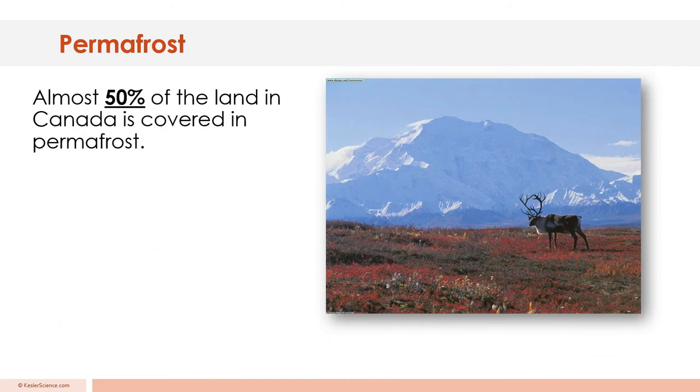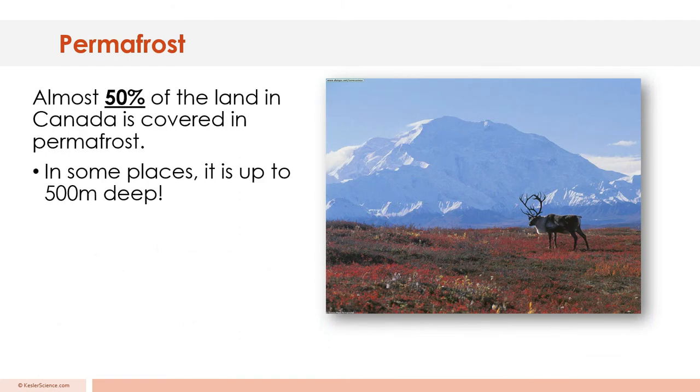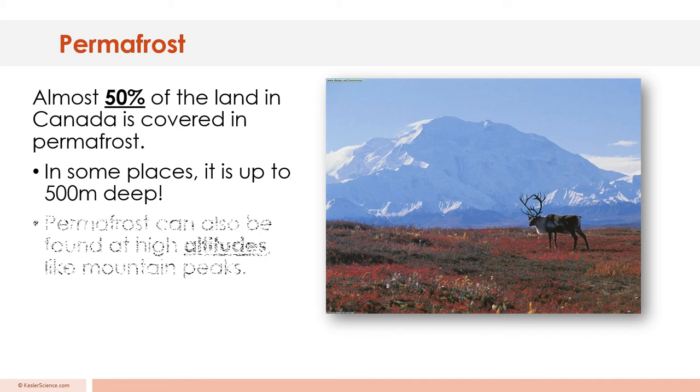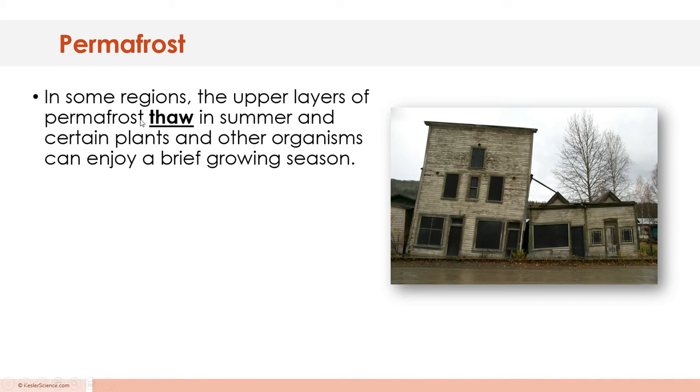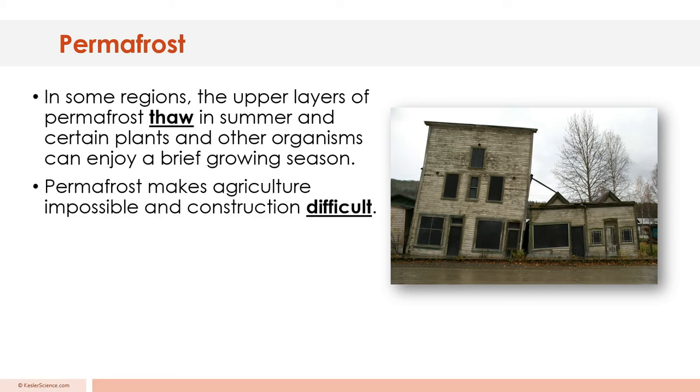Almost 50% of Canada is covered in permafrost. In some places, it's up to 500 meters deep. It's a lot of frozen ground. Permafrost can also be found at high altitudes, so way up high, like mountain peaks. In some regions, the upper layers of permafrost thaw in the summer, and certain plants and other organisms have a short growing season. So the first few layers of the permafrost are going to thaw out and unfreeze. Permafrost makes agriculture impossible, so you're not farming where there's permafrost, and it also makes construction a challenge.